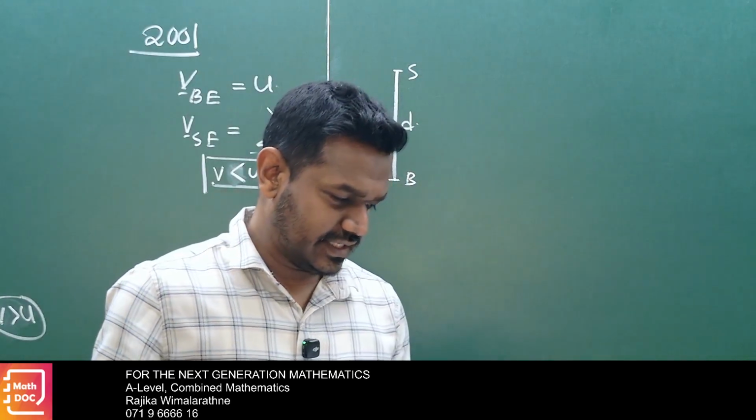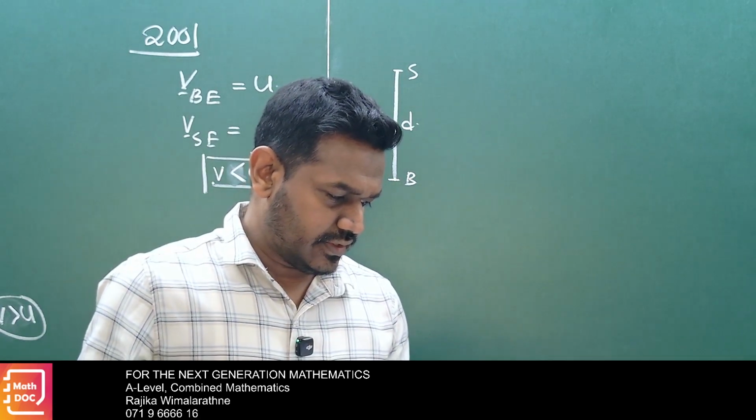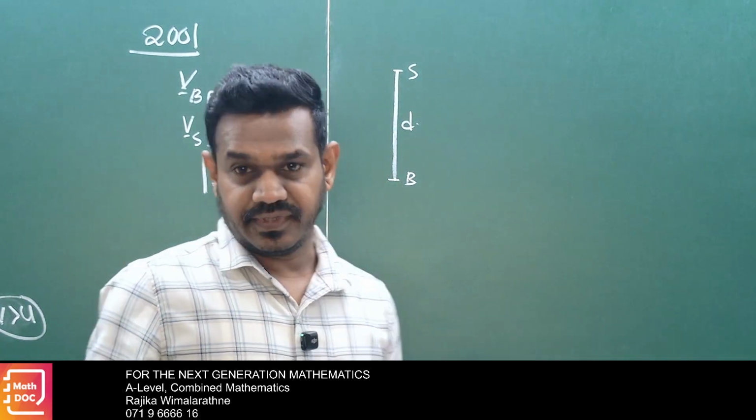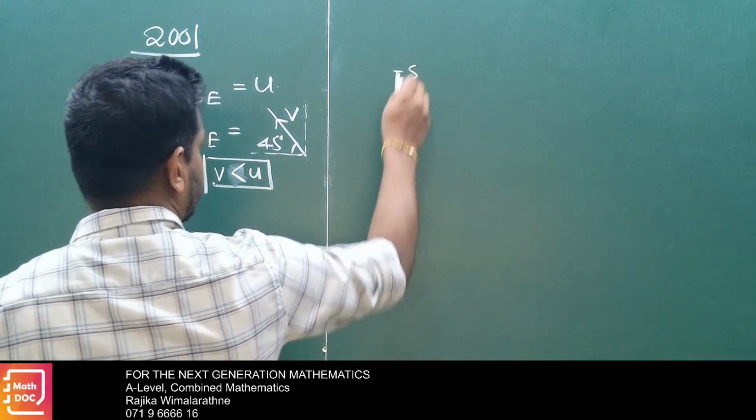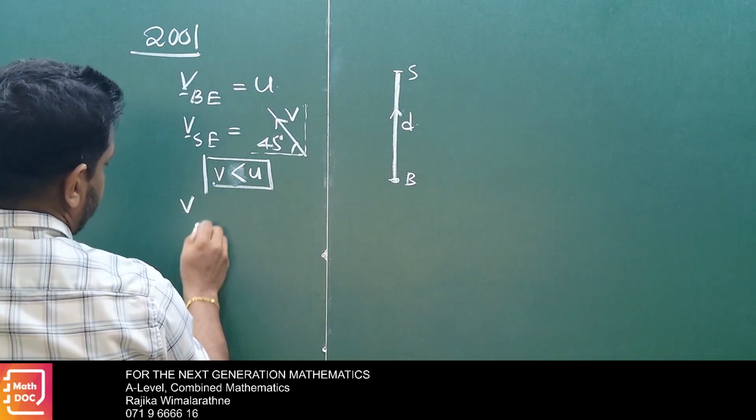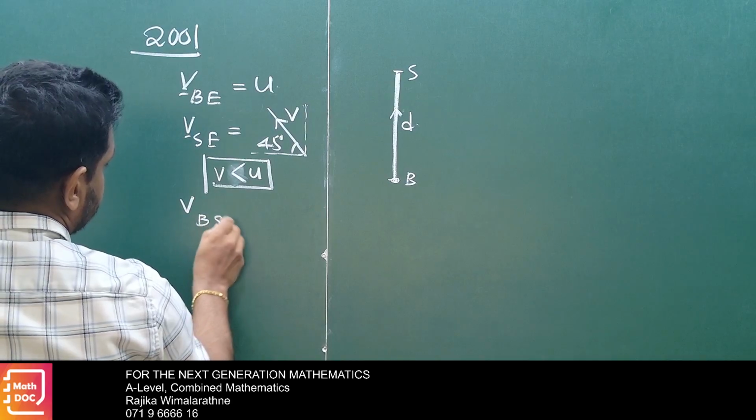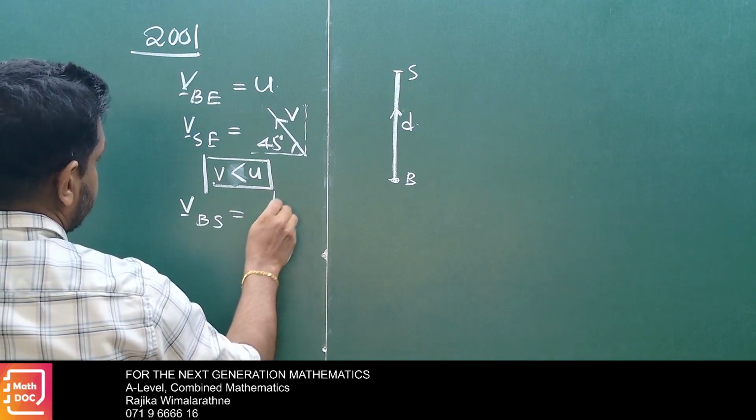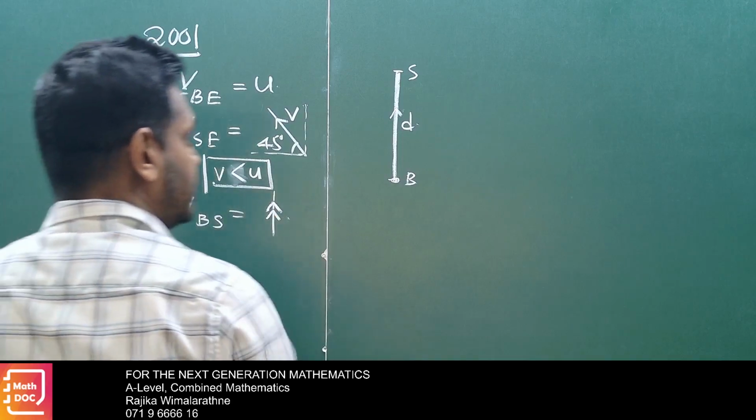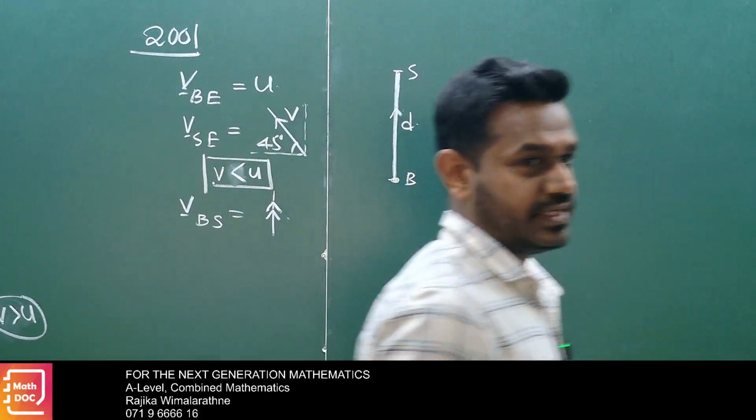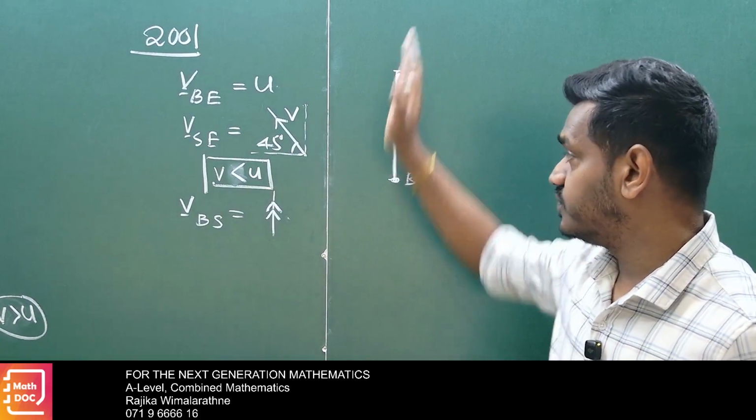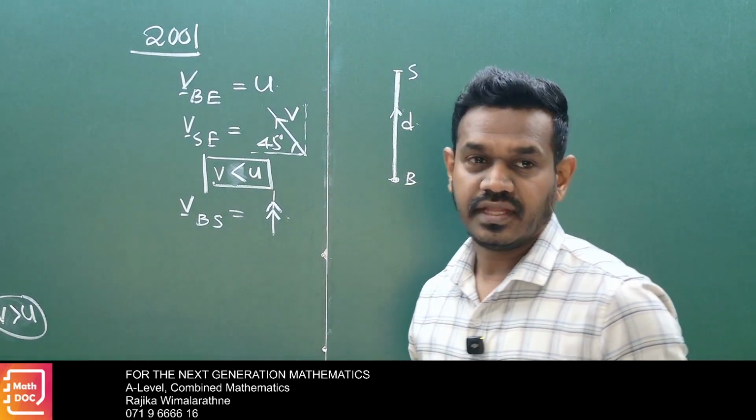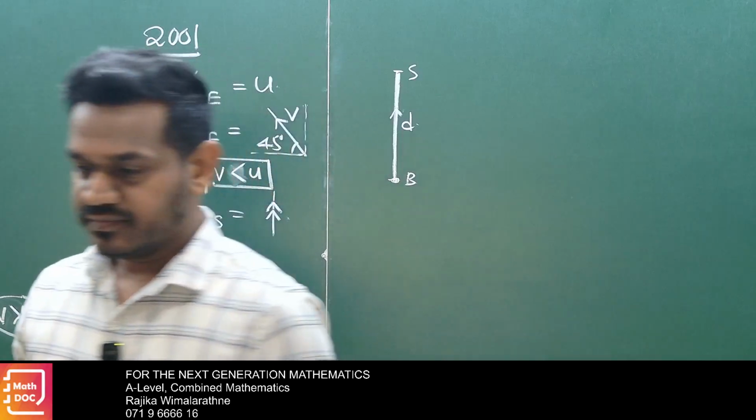So the intention is that the boat moves to intercept the ship. That means the relative path will be like this. The velocity of boat with respect to ship will be like this. Then only they meet. With respect to the ship, the boat has to move due north. Then only they meet. Okay?